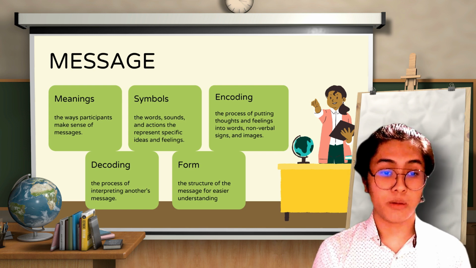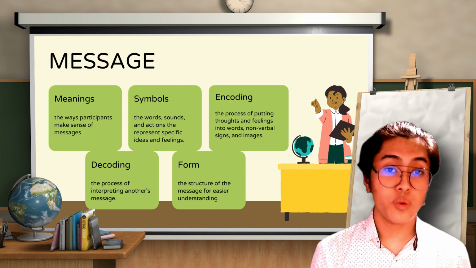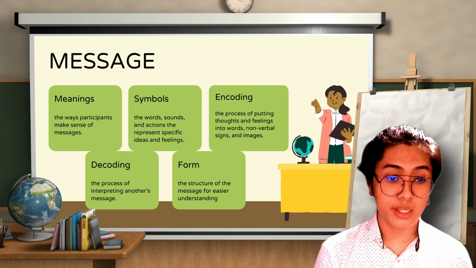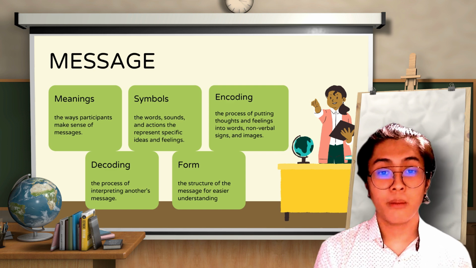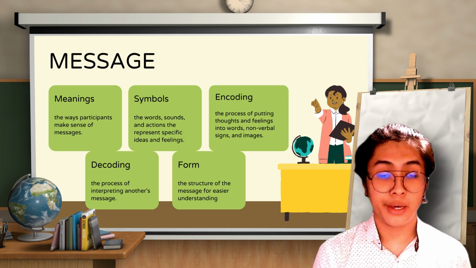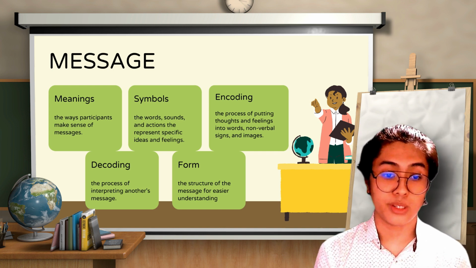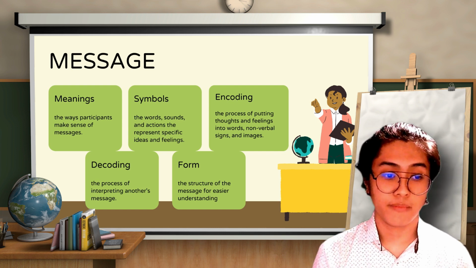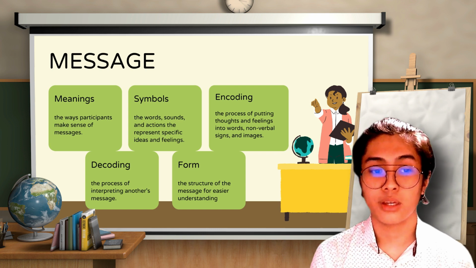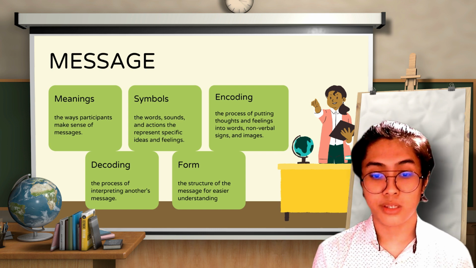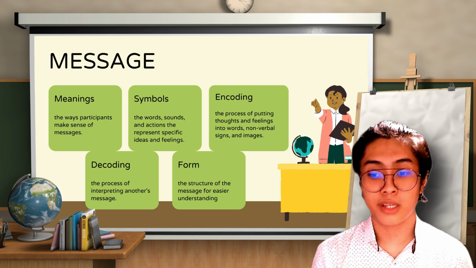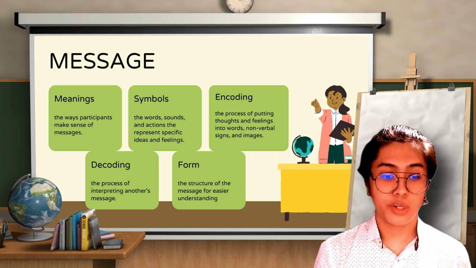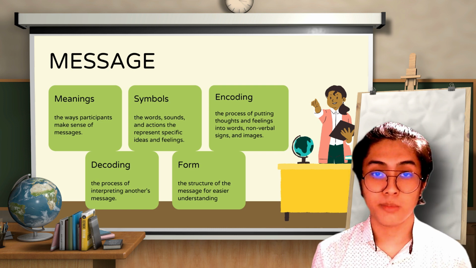To understand how messages are created and received, we must know the following. First are the meanings. Meanings are the ways participants make sense of messages. Next is symbols, which are the words, sounds, and actions that represent specific ideas and feelings. Third is encoding. It is the process of putting your thoughts and feelings into words, nonverbal signs, and images. Next is decoding, which is the process of interpreting another's message.